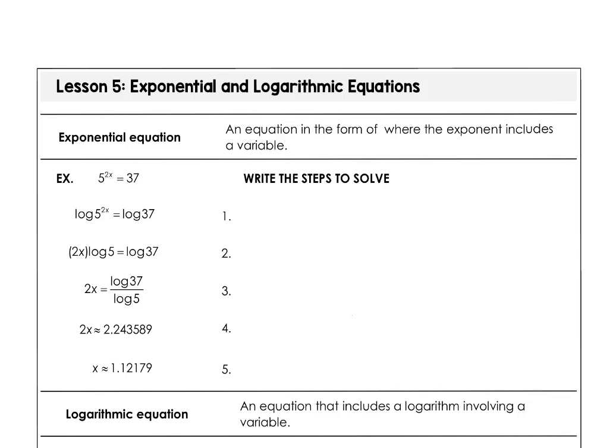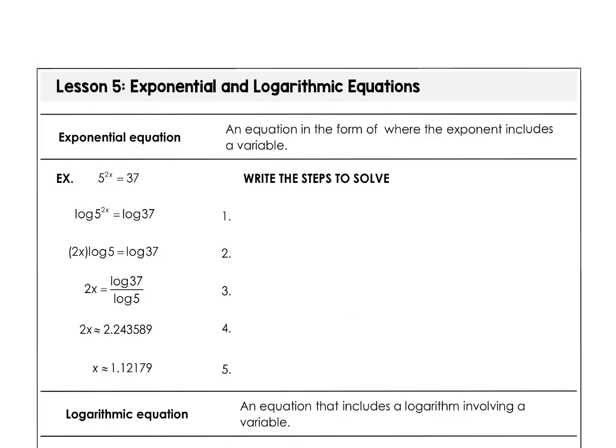Today is lesson 5. We're looking at exponential and logarithmic equations. First, let's explore exponential equations. An equation that's written in the form of y equals b to the cx power, where the exponent includes a variable, is known as an exponential equation. In our first example, we have 5 to the 2x equals 37.